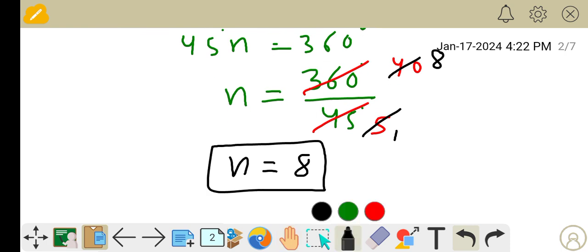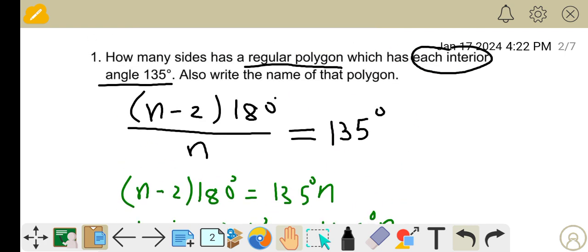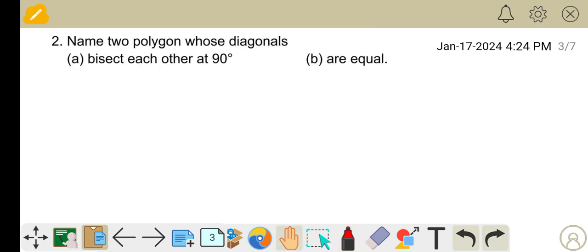On the basis of this number, we can write the name of that polygon, which is an octagon. And this was the second part of this question, to write the name of the polygon. So the name of that polygon is octagon.